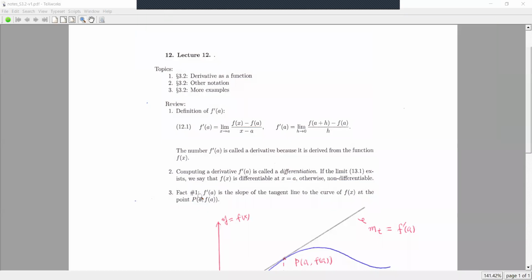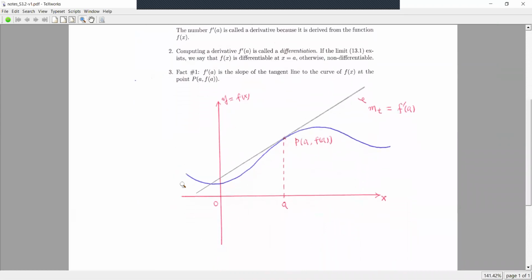Review number 3. Derivative at the point A is the slope of the tangent line to the graph of the function at this point. This point, the x-coordinate is A. Suppose this curve is the graph of the function f. Point A is on the curve. At this point, there is a tangent line. The slope of this tangent line is the derivative of the function at the point A.